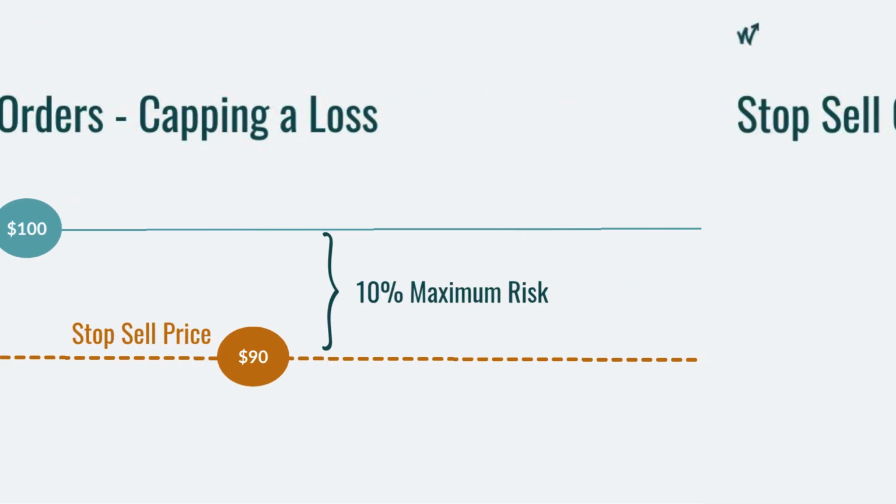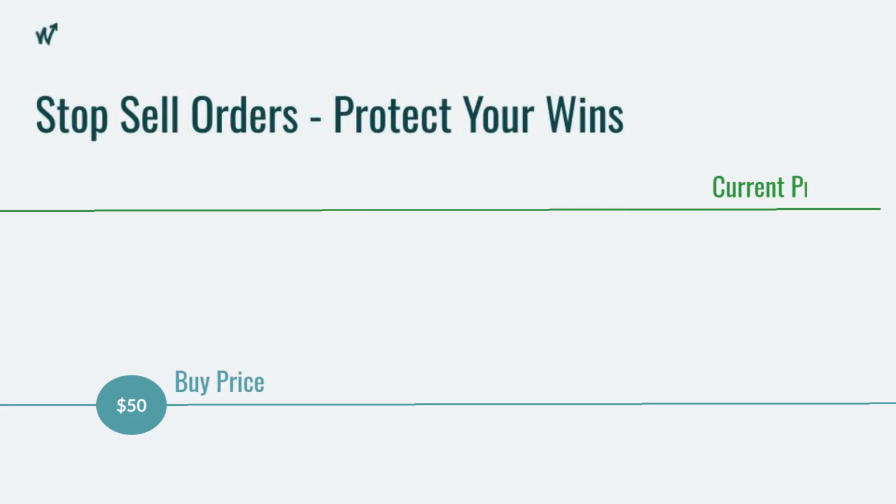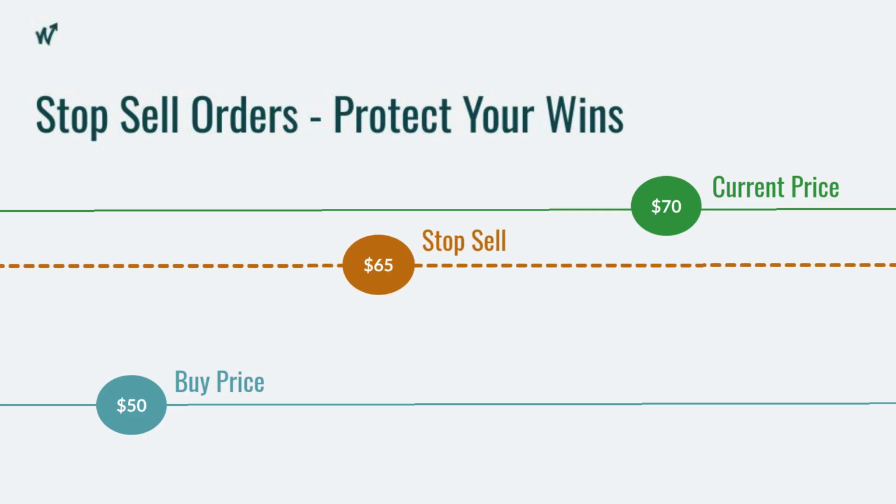You can also use this to protect a win. If a stock you bought at $50 climbs to $70, you could set a stop at $65. This saves $15 of profit while still giving the stock a bit of a buffer.